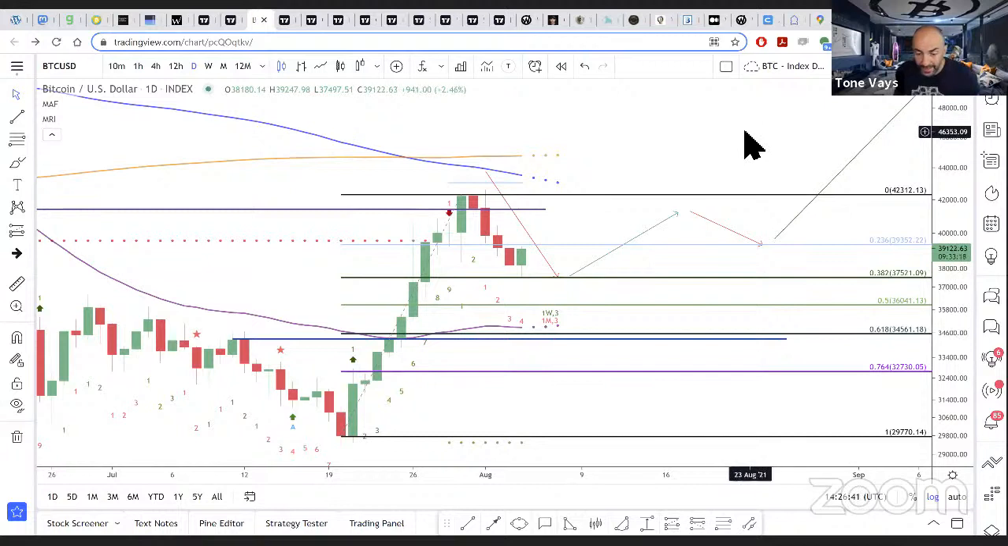By the way, I did enter back into GBTC, and I am now 100% invested in the long trade, and I am holding this trade all the way through new all-time highs. This is it for me.